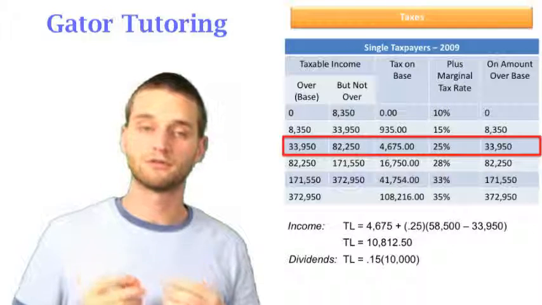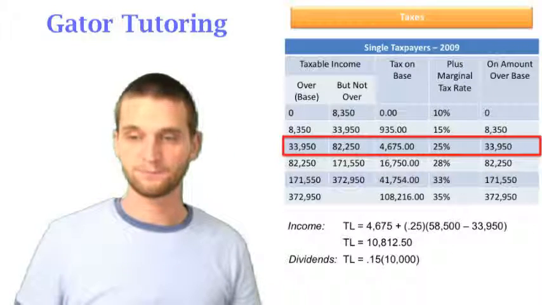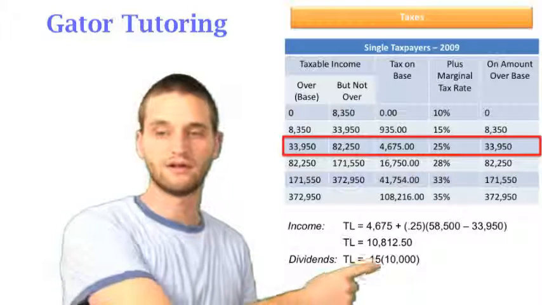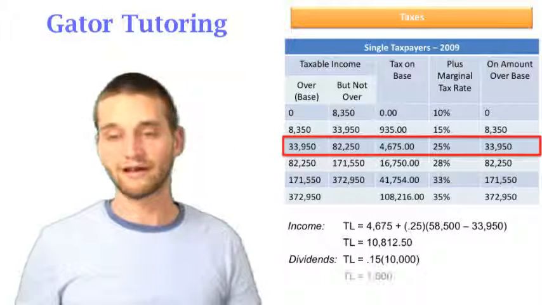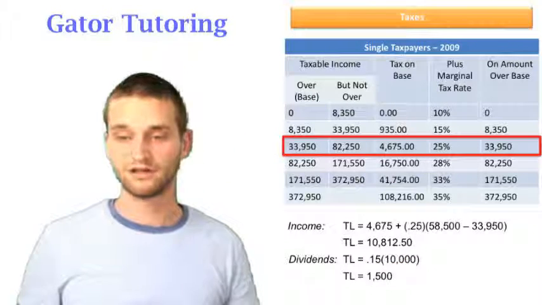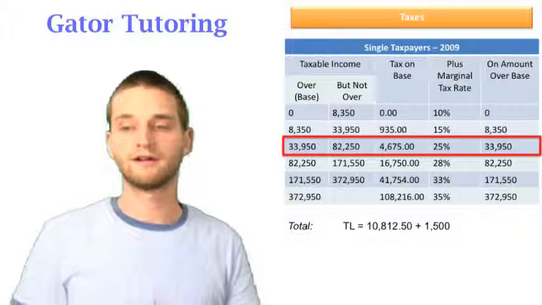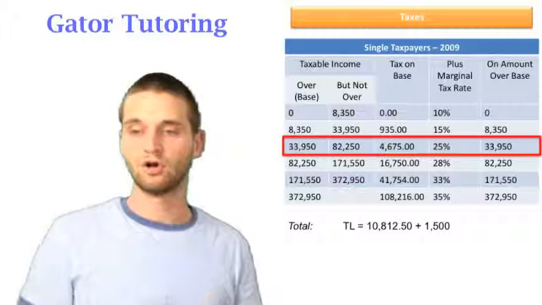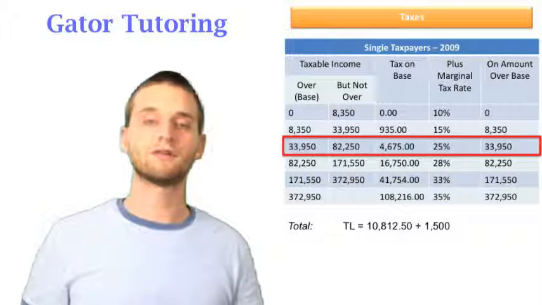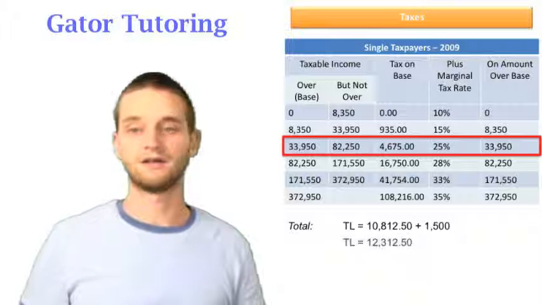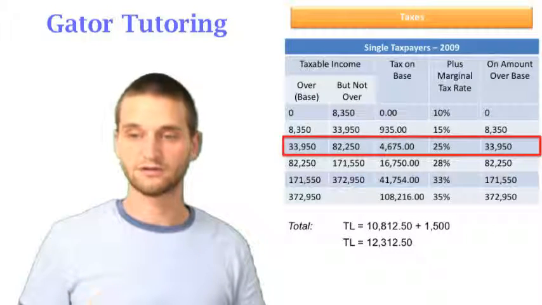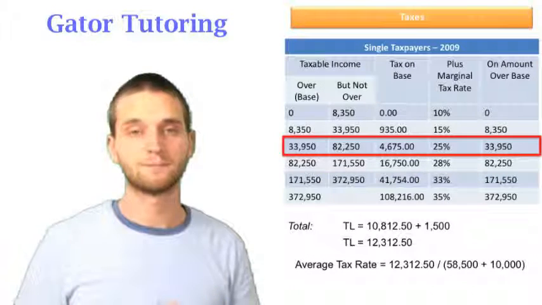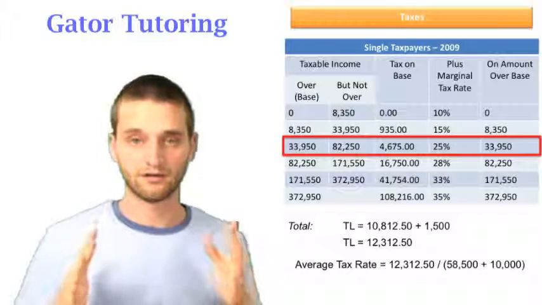But we also have to worry about the tax on the capital gains that he made from his investments. And remember, these were being taxed at a flat rate of 15%. His capital gains for the year were $10,000, so we just multiply 15% times the capital gains of $10,000, which gives us a tax liability of $1,500. So his total tax liability is the tax liability from the income plus the tax liability from his capital gains, or $10,812.50 plus $1,500, which gives us a total tax liability of $12,312.50.